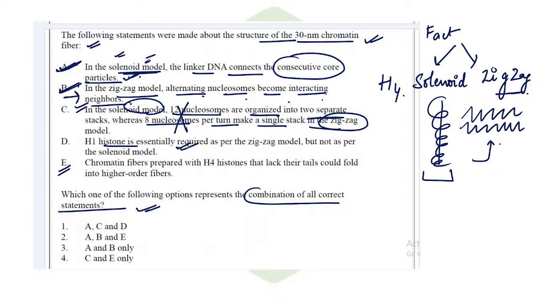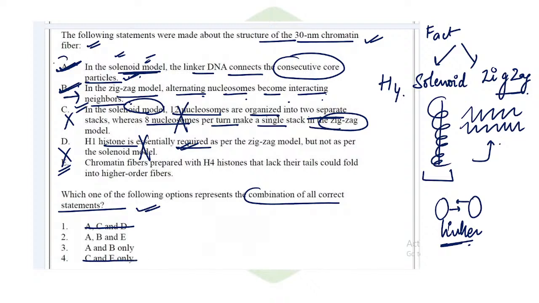Then H1 histone is essential only for the zigzag and not for the solenoid. This one is also wrong because it is required in both of them. Because for us to get both of the alternating or both of the core histone octamers linked to each other, we require linker DNA, right? We require linker proteins for the same. Then, so C is wrong, B is wrong. If I keep eliminating these things, C and D being wrong, this is not the correct answer.